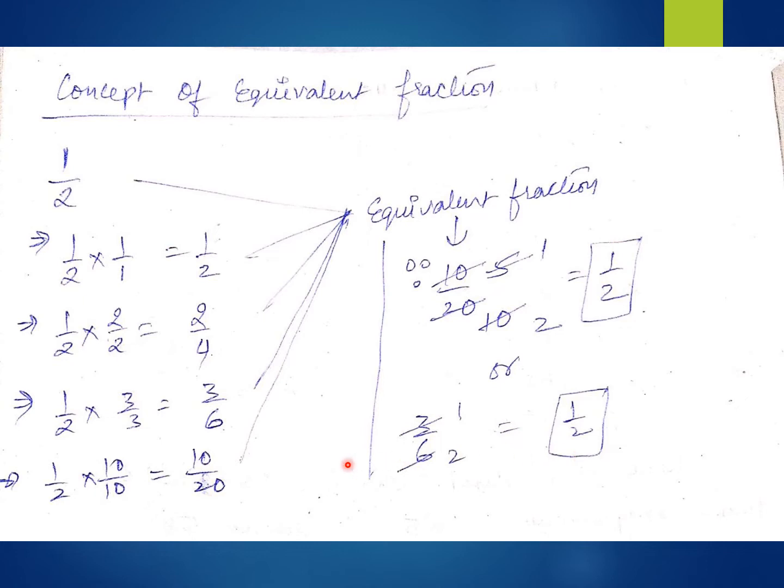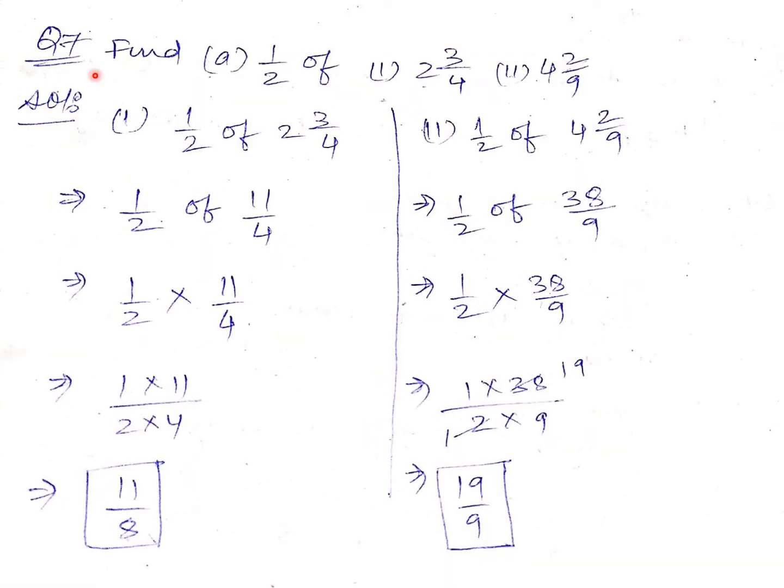That is why in the previous question I multiplied by 6 in the denominator and 6 in the numerator, so that I can get 12 in the denominator. I hope now you all have got that concept. Understood? Now, question number 7.